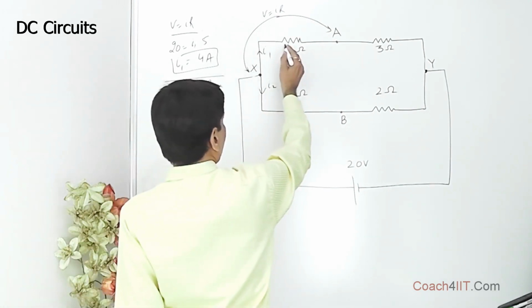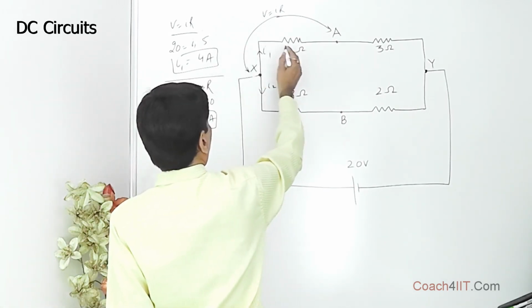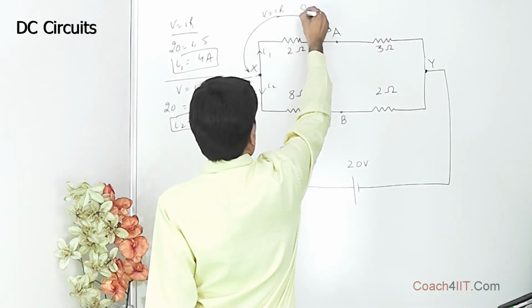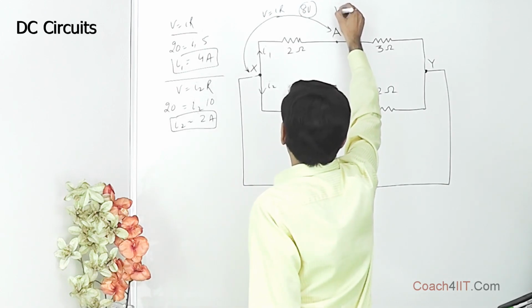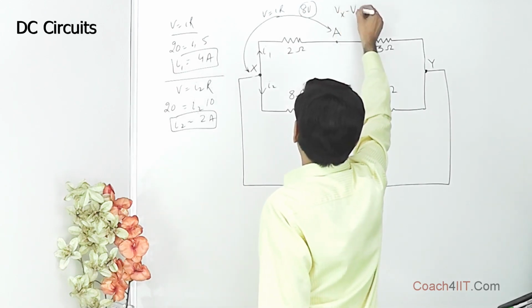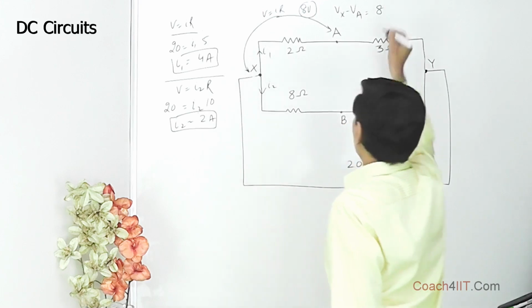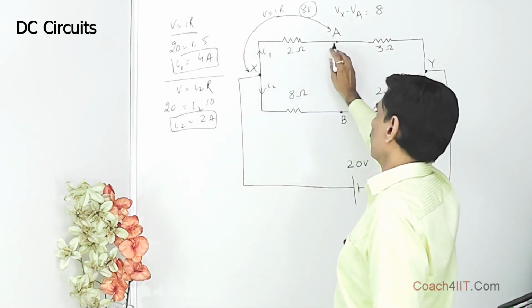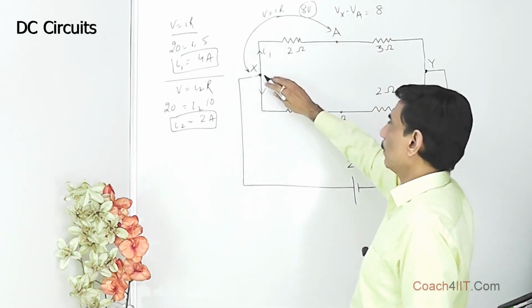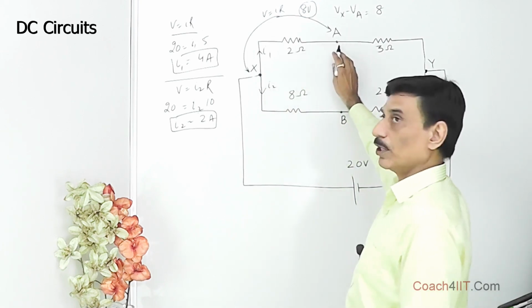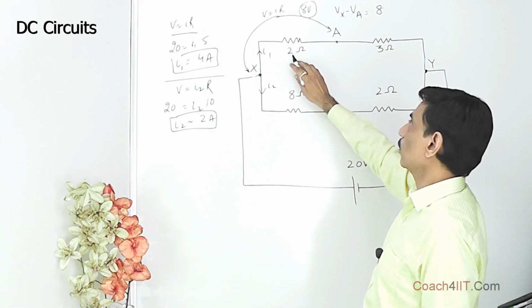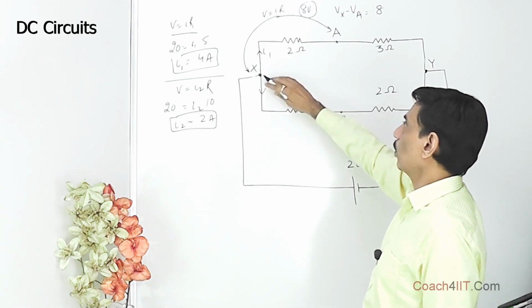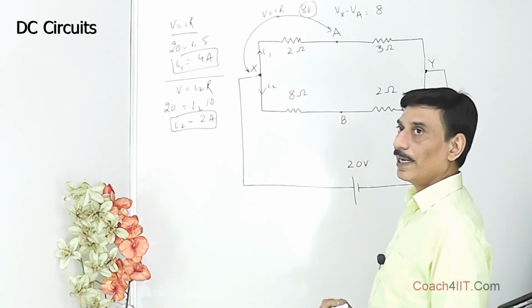What is I in this? I over here is 4 ampere, so 4 into 2, that is 8 volt, is the potential difference. That is, Vx minus Va is going to be 8 volt. Because the conventional current is going from here to here in this direction, it means the potential of X is greater than the potential of A. So the potential difference is given by Ohm's law, V is equal to IR, and it is 8 volt. So Vx minus Va is going to be 8 volt.